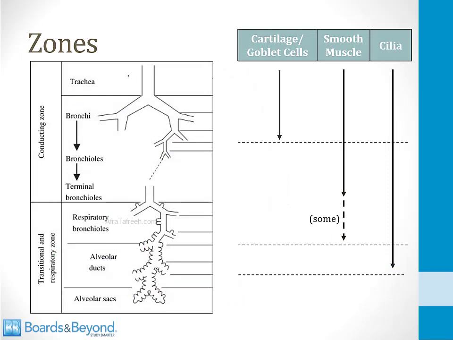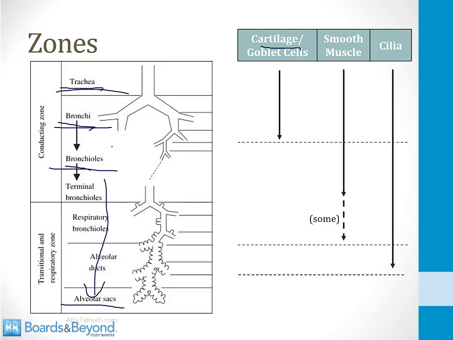Here's a slide that I go through in detail in the video on pulmonary anatomy. It shows the respiratory tree all the way from the trachea through the bronchi and bronchioles all the way down to the alveolar sacs. And as shown on this slide, cartilage is only present in the early portions of the airway. There's cartilage present in the bronchi and in the trachea, but there is no cartilage in the bronchioles on down to the alveolar sacs.